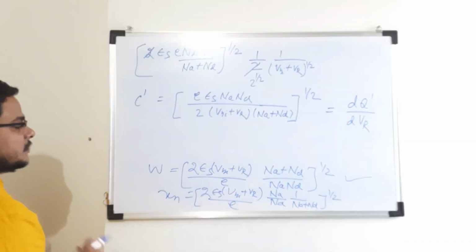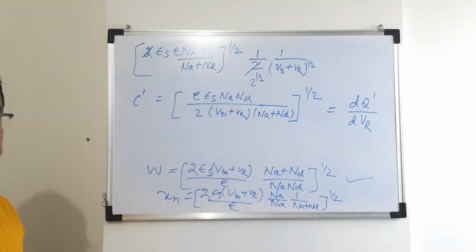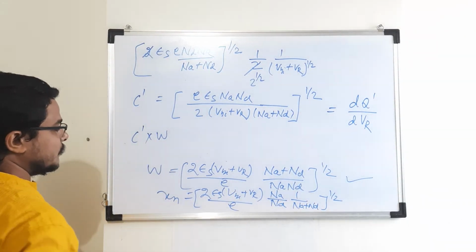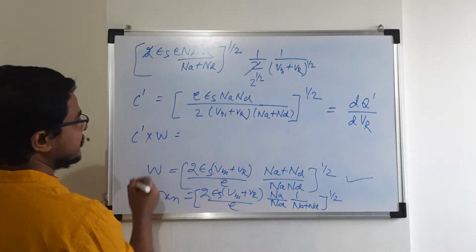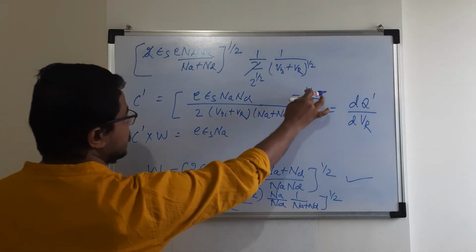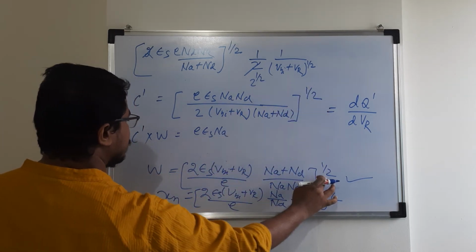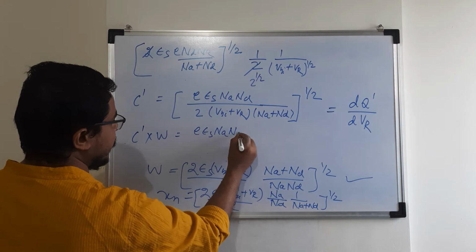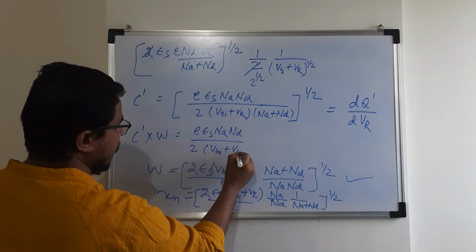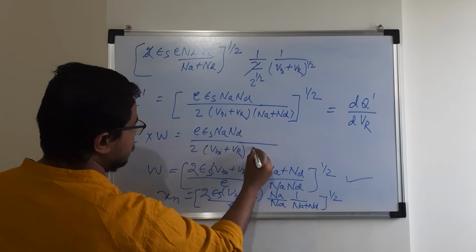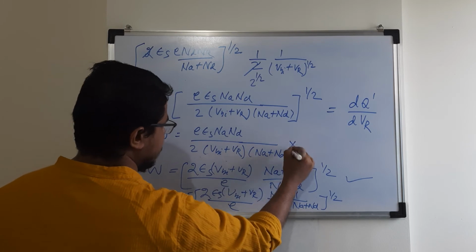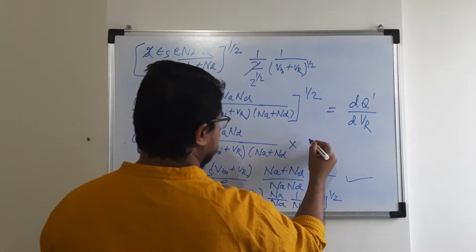Now if you want to establish a relationship between C dash and W, simply verify: you multiply C dash with W and see what you are getting, right? So if I write this, we got e epsilon s Na Nd whole thing to the power 1 by 2, divided by twice of (Vbi plus Vr), right? And then you have this Na plus Nd, and then multiplied with W.